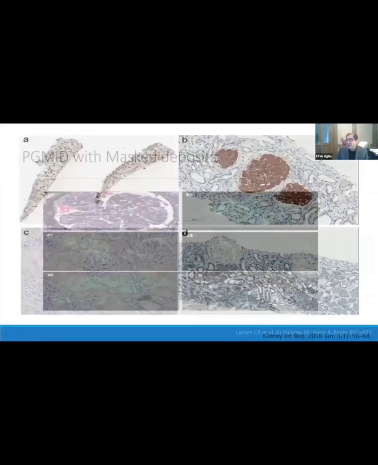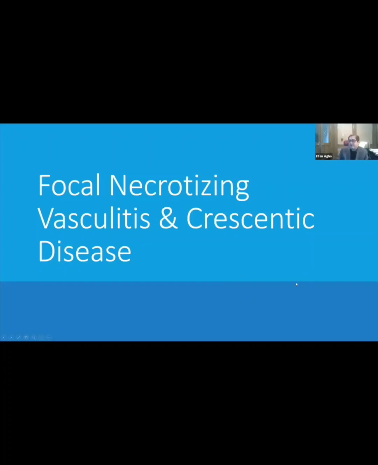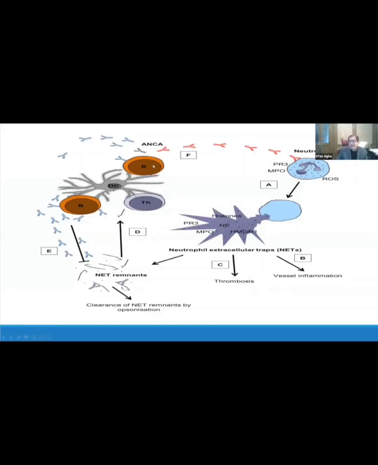In the interest of time, I will skip through that and graduate to the next group of disorders called focal necrotizing vasculitis and crescentic disease. The chief disease that we talk about in this is ANCA. ANCA antibodies are produced, which can actually target primed neutrophils. Primed neutrophils actually express PR3 and MPO on their surface, and they're primed through an infectious process, like a nasopharyngeal infection or something or the other.